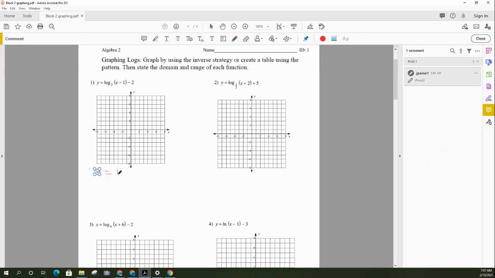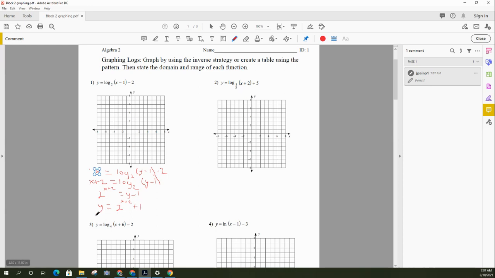So we get x equals log base 2 of (y minus 1) minus 2. Now we just have to solve for y, so we add 2 to both sides. x plus 2 equals log base 2 of (y minus 1), and we rewrite it in exponential form. So it's 2 to the x plus 2 equals y minus 1. Then we add 1 to both sides, and we now have the inverse function, y equals 2 to the (x plus 2) plus 1.